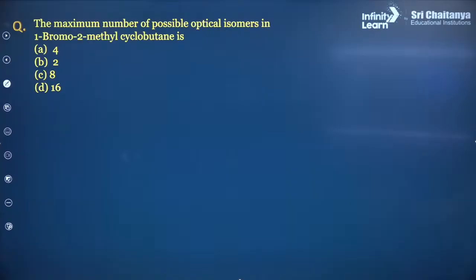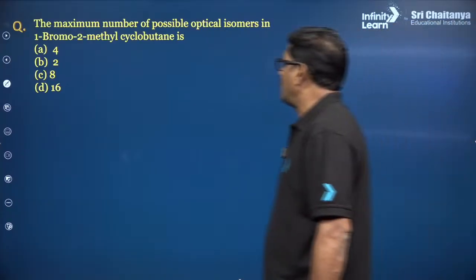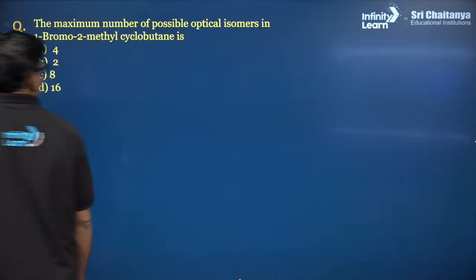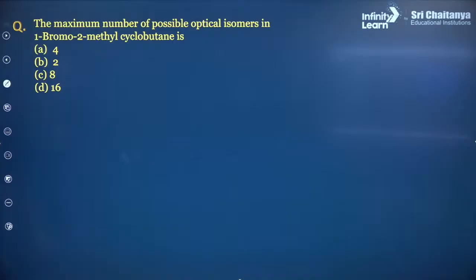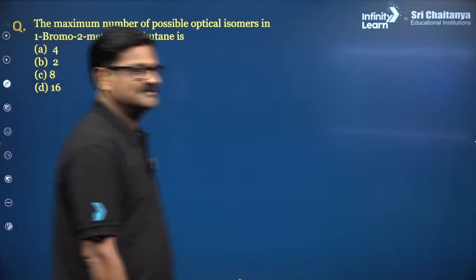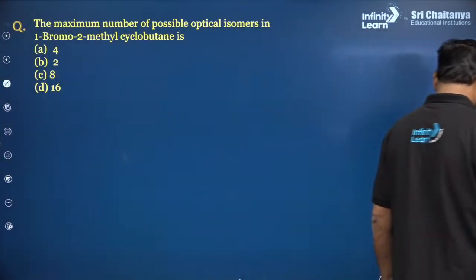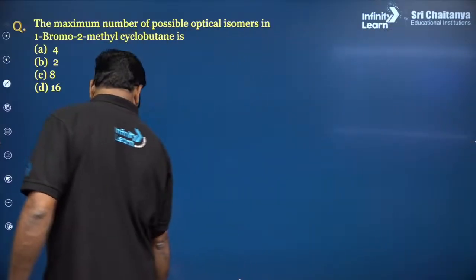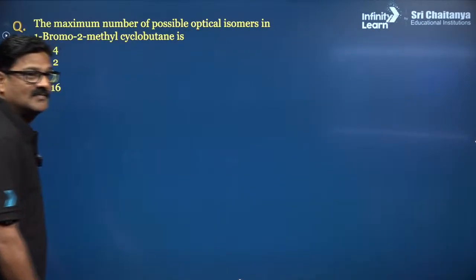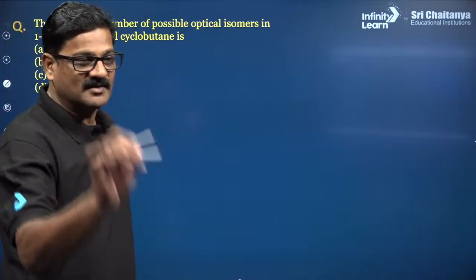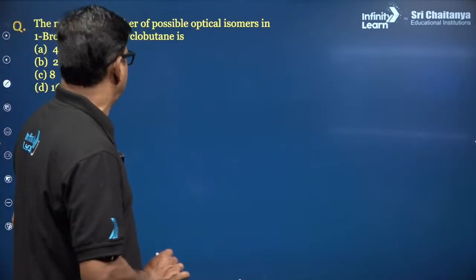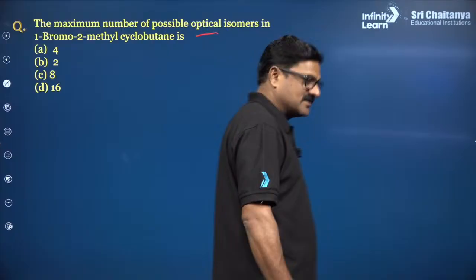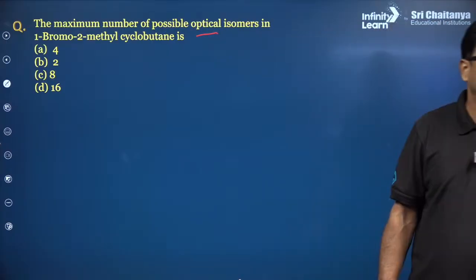One more question for you. The maximum number of possible optical isomers of 1-bromo-2-methyl cyclobutane. Take a pen and paper, draw the structures, identify the chiral centers, because it is asking about optical isomers.